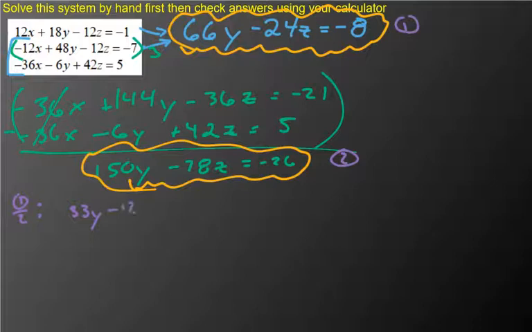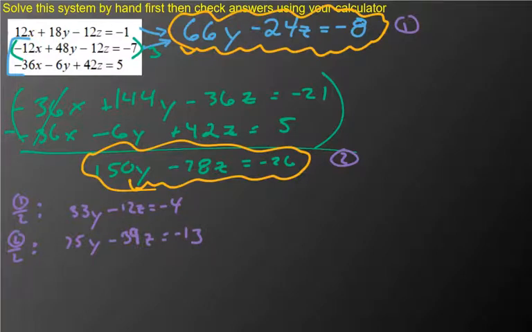So equation 1 divided by 2 would be 33y minus 12z equals negative 4. And then equation 2 divided by 2 would be 75y minus 39z equals negative 13. And that just makes it a little bit easier to do the system from here. This should be a 39 right there. Okay. So then you just solve a system of two equations.